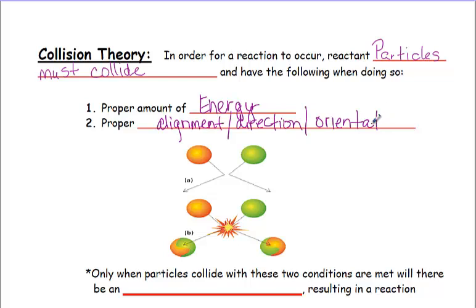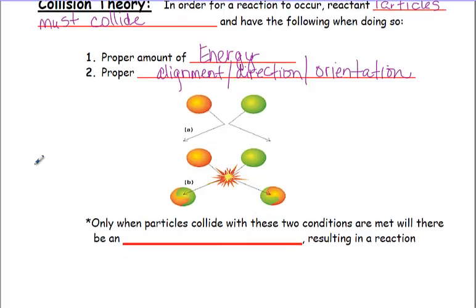All of these terms mean the same thing, okay? The way they're arranged. So, for example, here's A. We have a proper alignment here, enough energy, but they don't collide. They just bounce off of each other. So there would be no reaction here. But for B, we have a collision, and now we have new products formed. Enough energy here and enough alignment to create our new product. So here is our reaction. So only when particles collide with these 2 conditions are met will there be an effective collision, which results in a reaction.